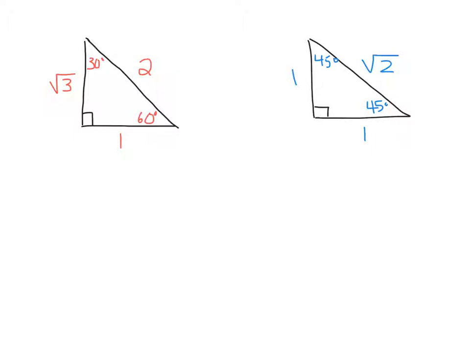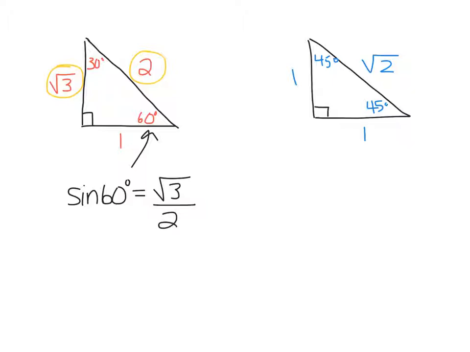So for example, if I wanted to find the sine of 60 degrees now without using my calculator, I can look at my special triangle here, the 60-degree angle, and ask what my opposite and my hypotenuse are, because I know sine is opposite over hypotenuse. Opposite is root 3 and hypotenuse is 2. So sine 60 equals root 3 over 2.